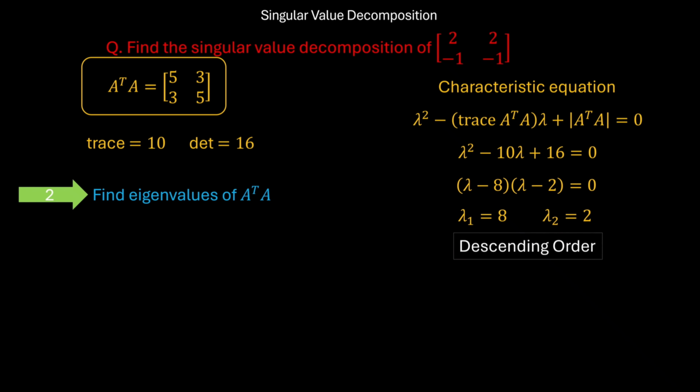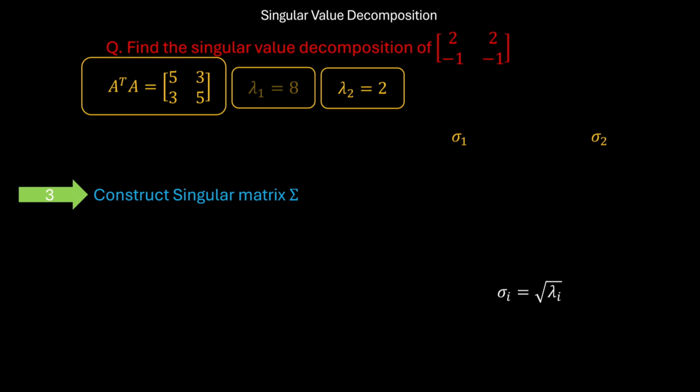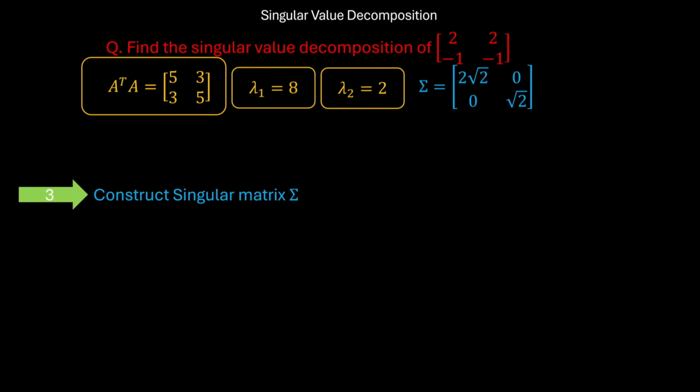Do not forget to write these eigenvalues in descending order. It is an important part of SVD. Step 3. Once you have the eigenvalues of A transpose A, we can now determine the singular values sigma 1 and sigma 2 using the relation sigma i is equal to positive square root of lambda i. In this case, we get sigma 1 is equal to 2 root 2 and sigma 2 is equal to root 2. We are now ready to write the singular matrix sigma, which is a diagonal matrix of the singular values we have obtained. Sigma will have 2 root 2 and root 2 on its diagonal, and other non-diagonal entries are all 0. Thus, we have one of the decomposition factors ready with us.